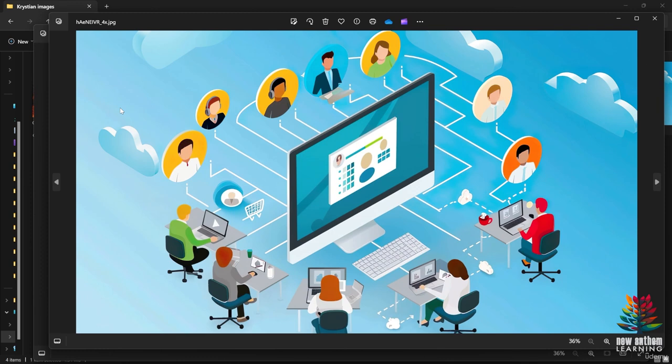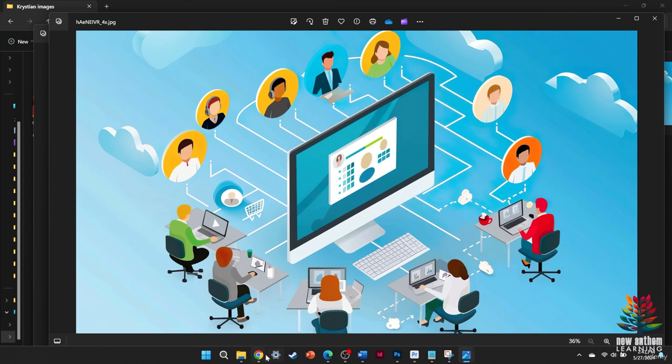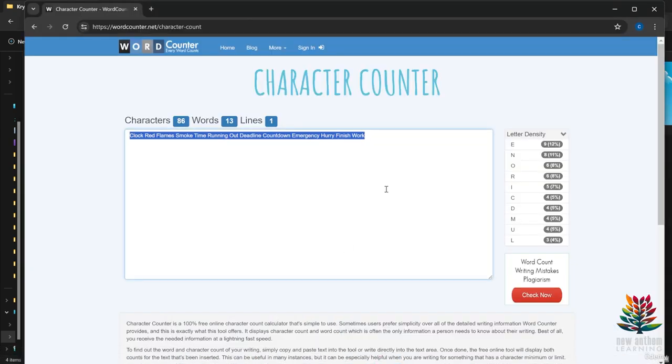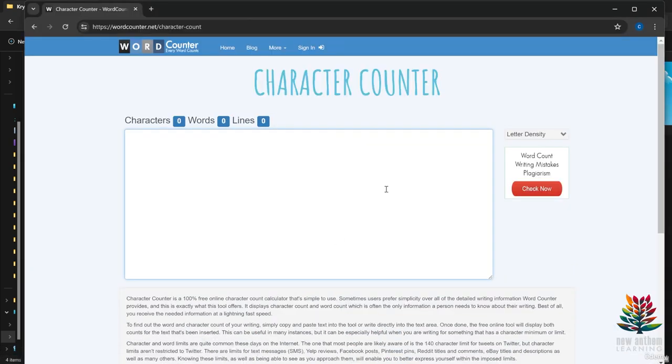Looks like a network of people using cloud computing. So there's clouds, there's computers. Some people are working at a desk, maybe in an office, and the other people look like they're working remotely. So this is very topical with a lot of people working from home, working remotely. So it has a lot of good concepts here, working together on a joint project. So let's go back to our character counter and start on this one.